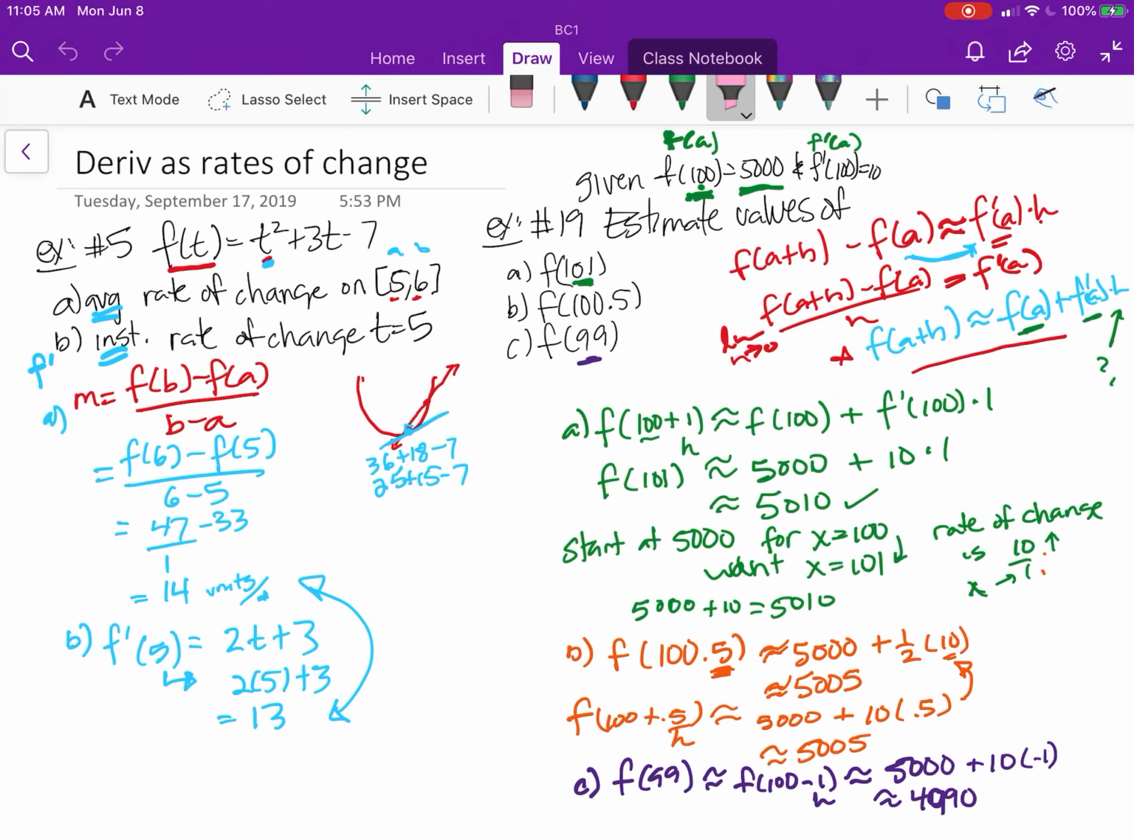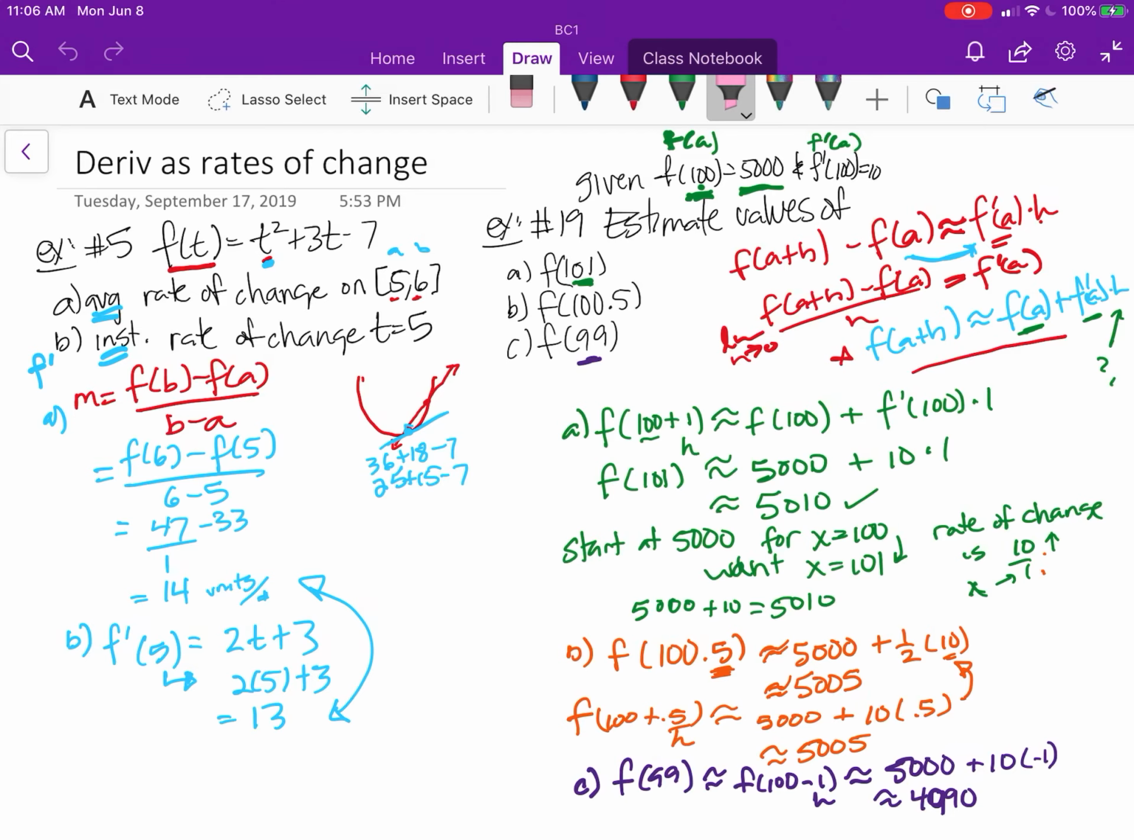So our x's is the 5 and the 6. The y, we need to substitute 5 and 6 in there to get the y. So when we substitute 6, 6 squared plus 3 times 6, I kind of wrote under that little parabola line that I drew there, we get 47. And then when we substitute 5, we get 33. So 47 minus 33 over 1, we just get 14.